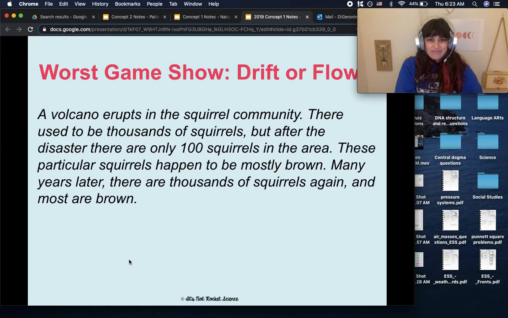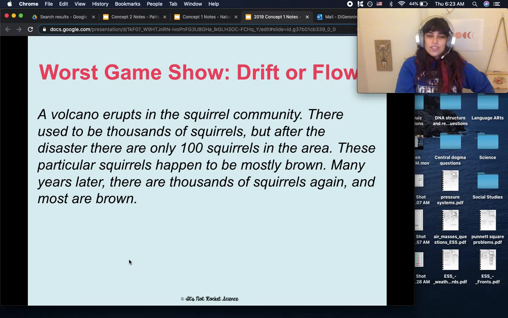Let's try another one. A volcano erupts in the squirrel community. There used to be thousands of squirrels, but after the disaster, there's only 100 squirrels in the area. These particular squirrels happen to be mostly brown. They weren't faster. They are not better. They just happened to survive. Many years later, after the squirrel population recovers, there are thousands of squirrels again, and most of those squirrels are brown. Do you think it's drift or flow?